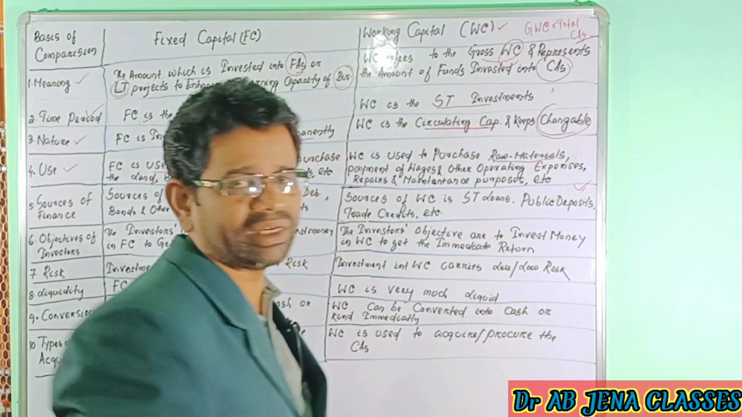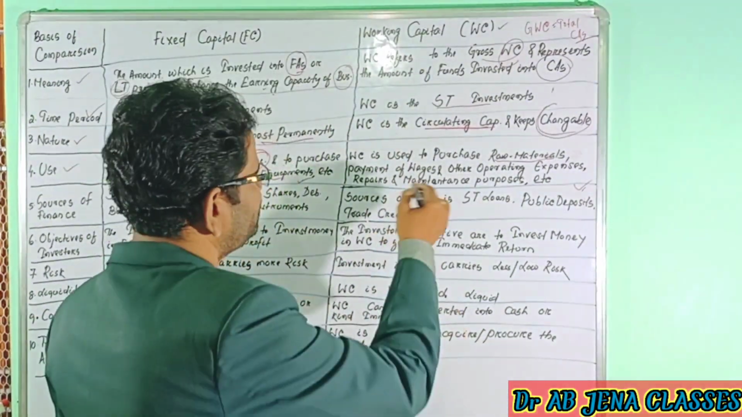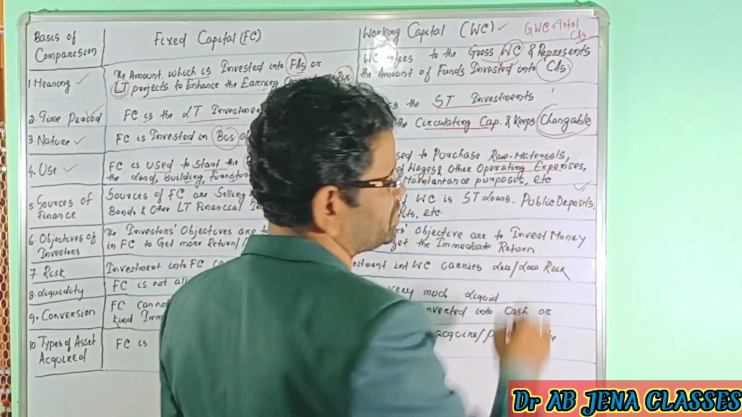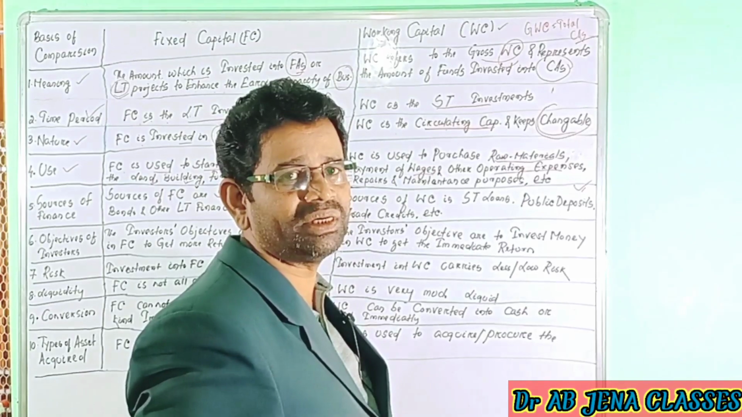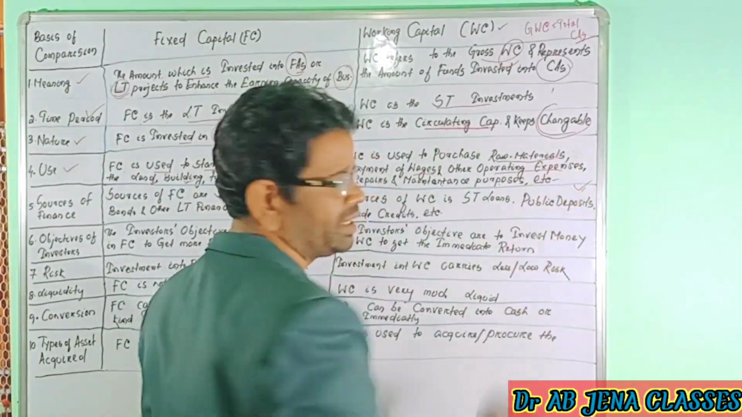And the working capital is used to purchase the raw materials. So raw material is the most important for the production. Then the payment of wages to the labor and other operating expenses, I mean the salary, fees, rent, taxes, repairs, maintenance purposes, etc.